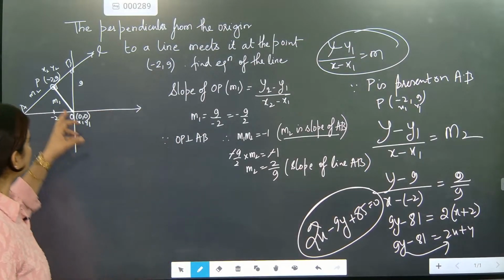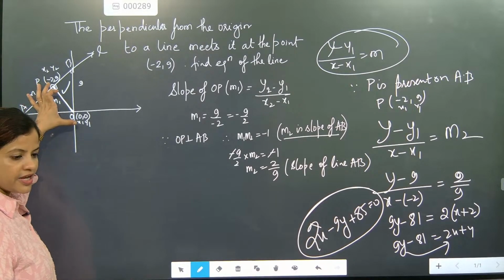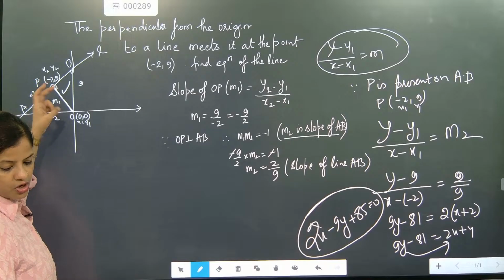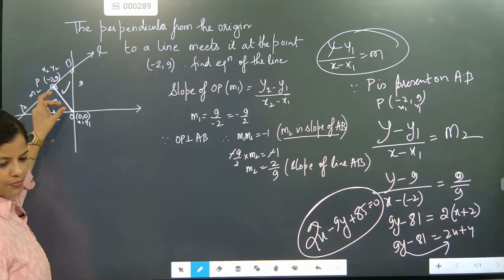The perpendicular line slope I have used because it is passing through the origin. 2 points I got. One, the origin point itself, and another point I got as minus 2 comma 9. Once I have got these 2, this will give me slope m1.